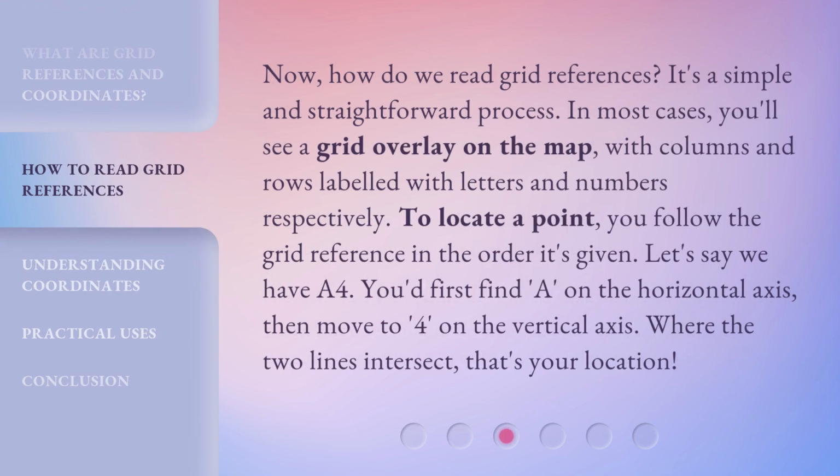Now, how do we read grid references? It's a simple and straightforward process. In most cases, you'll see a grid overlay on the map, with columns and rows labeled with letters and numbers respectively. To locate a point, you follow the grid reference in the order it's given. Let's say we have A4. You'd first find A on the horizontal axis, then move to 4 on the vertical axis. Where the two lines intersect, that's your location.